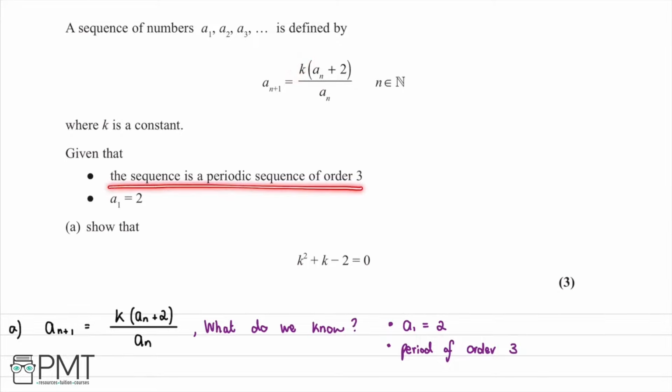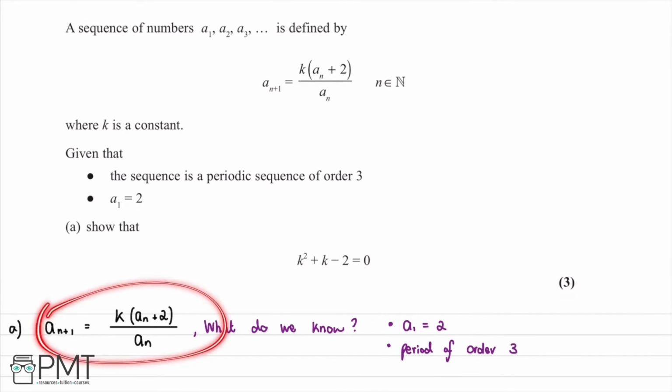We're told that the sequence is a periodic sequence of order 3. And we're told that a1 is equal to 2. And we're asked to show that k squared plus k minus 2 is equal to 0. And we're asked to do this for 3 marks.